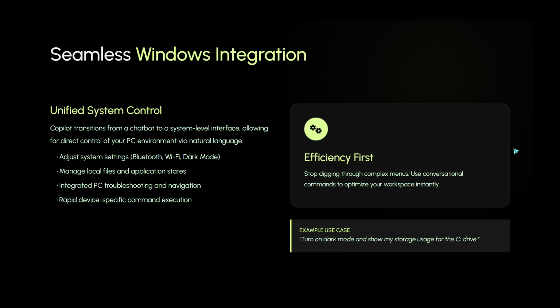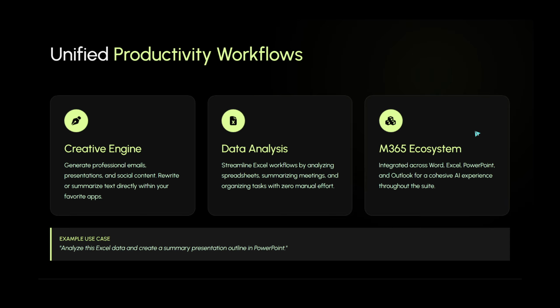Copilot is also stronger when it comes to content creation. You can use it to generate emails, documents, presentations, and even social media content. If you already have text written, it can help rewrite it, summarize it, or improve the tone and clarity. That's especially useful when you're trying to communicate professionally but want to save time.